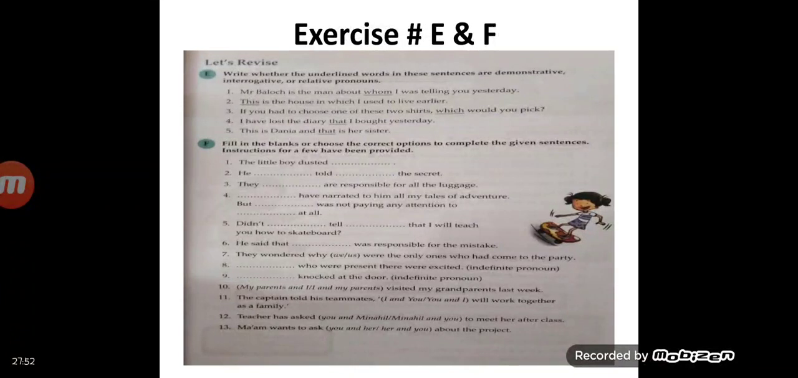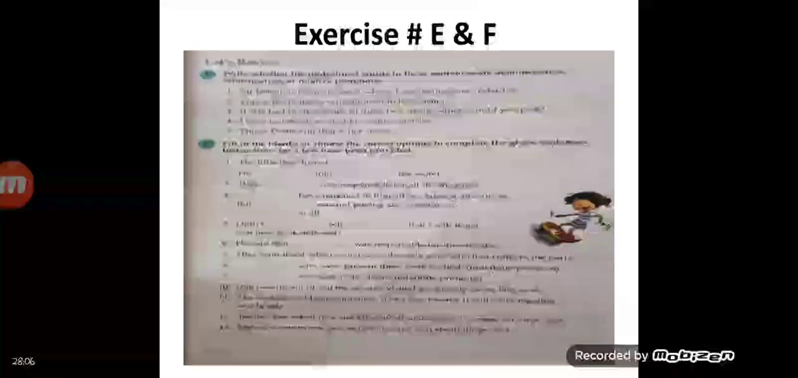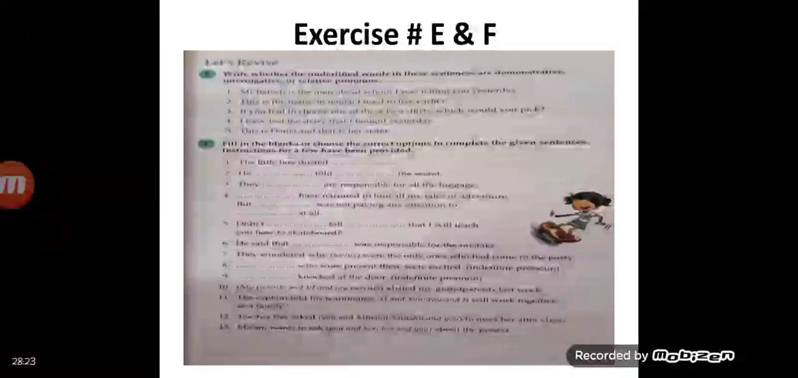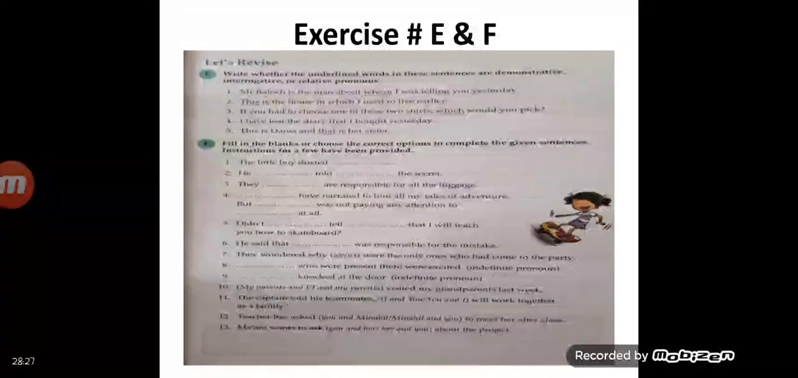I have narrated to him all my tales of adventure, but he was not paying any attention to me at all. Didn't I tell you that I will teach you how to skateboard? He said that he was responsible for the mistake. They wondered why we were the only ones who had come to party. Dash, who were present there were excited. You have to use indefinite pronoun in it. So what will be the indefinite pronoun in this sentence? Yes, all who were present there were excited.